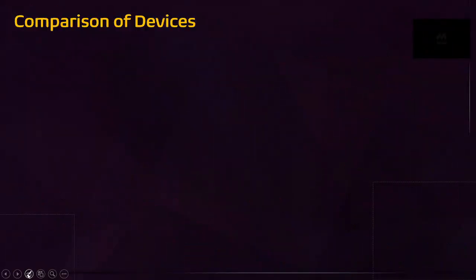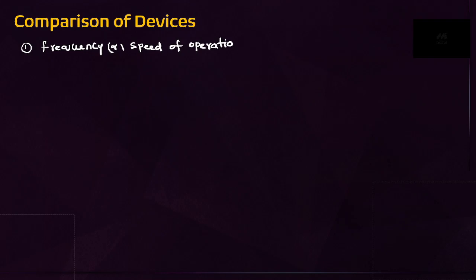The comparison of devices with respect to various parameters is also important, students. One is with respect to frequency or speed of operation. This is very important for theory questions already framed in GATE and ESE exams. Among all the devices, which device is used for the highest frequency? Mainly I am comparing 5 devices here. The highest frequency is MOSFET, friends. The next highest frequency is IGBT.